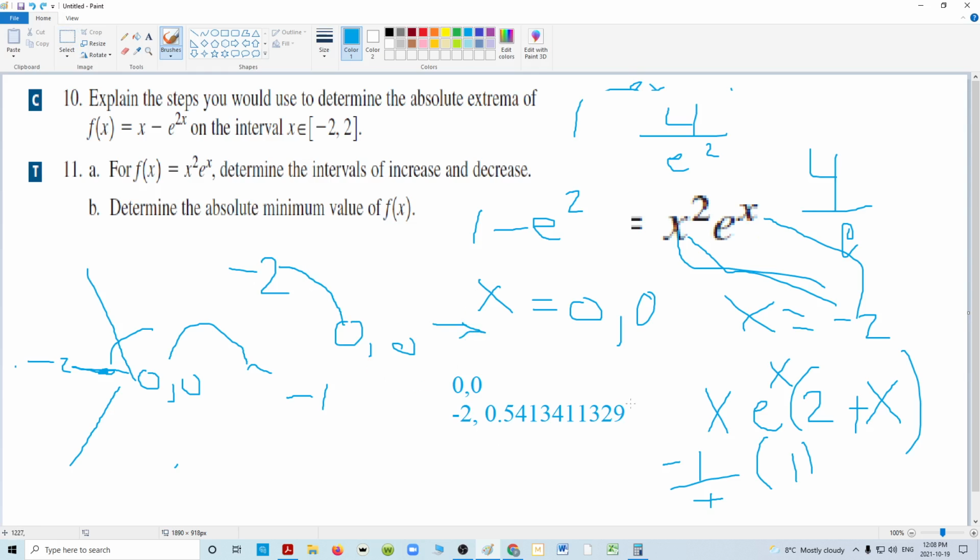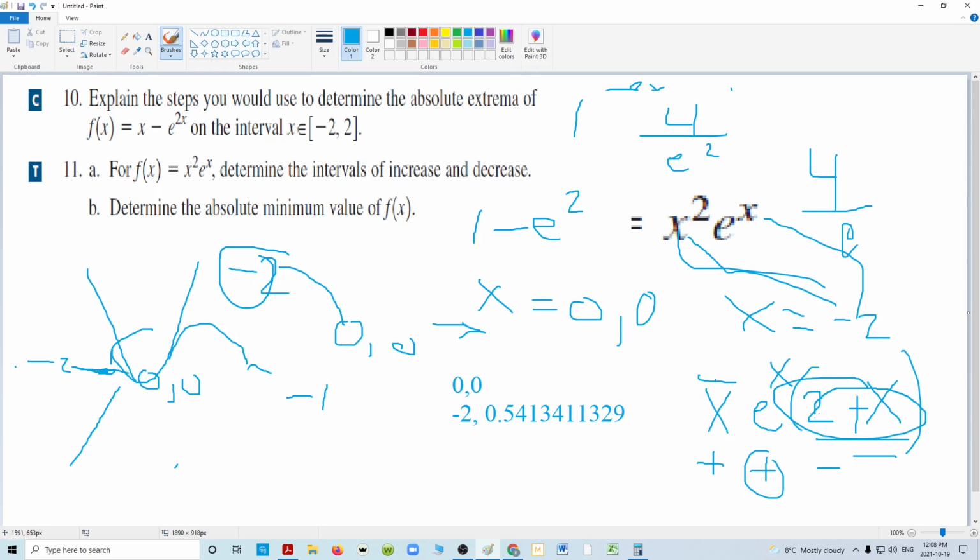So now we have to look at 1. What happens when it's 1? Well, it's clear when it's 1, we get a positive number, positive number, positive number. So the slope after 0 is positive. So it's going up. What about to the left of minus 2? Well, we get negative number, positive number, and negative number. Interesting. Because minus 3, which is to the left of minus 2, will produce a negative number in here. So we get a negative times a negative. So the slope is positive.